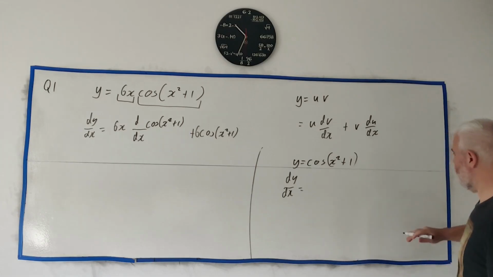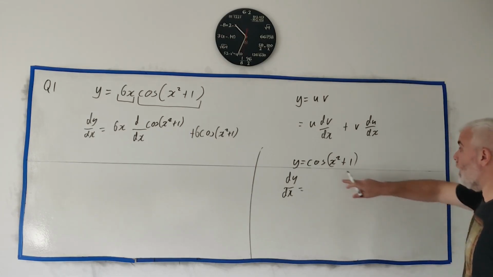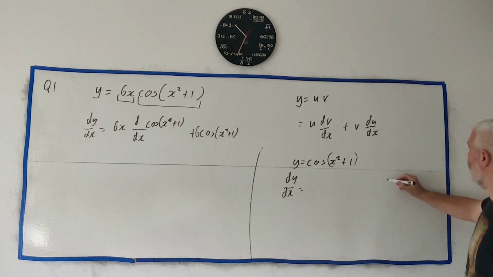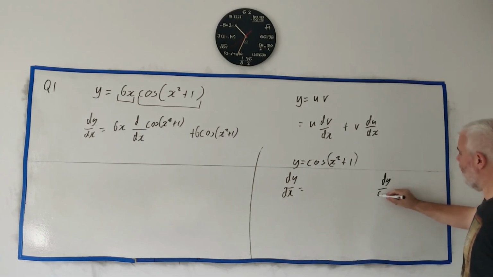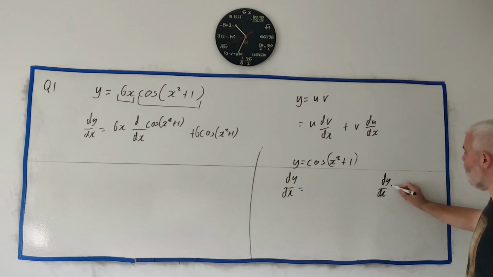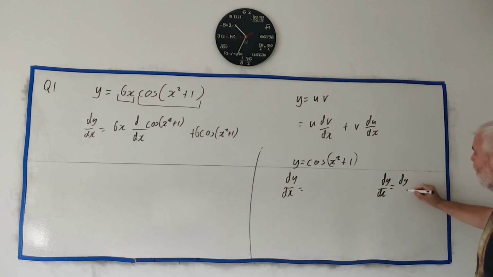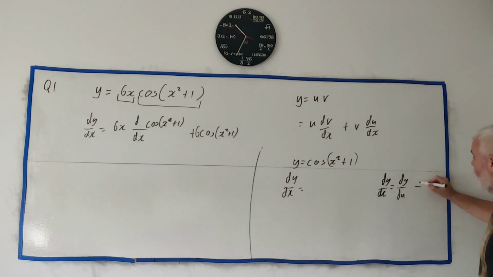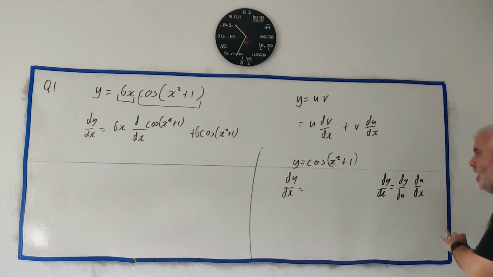Let me remind you what the chain rule is. When we have something complicated like this, instead of finding dy/dx, it might be easier to find dy/d-something. So substitute something in. We usually use u. Dy/du. And we fix that little cheat by then differentiating the u and multiplying. That's what the chain rule tells us.